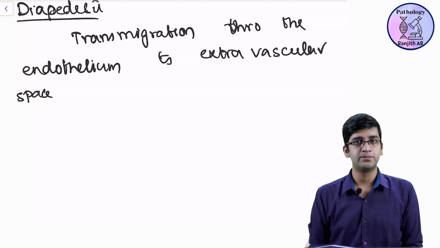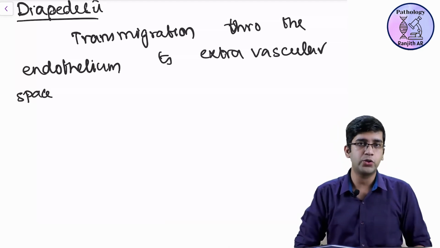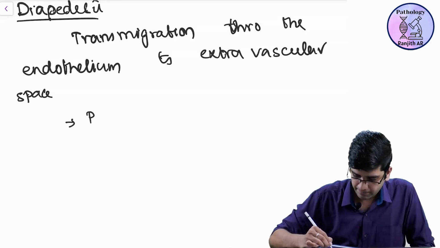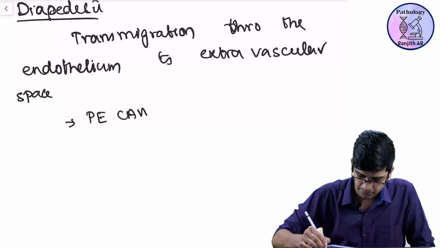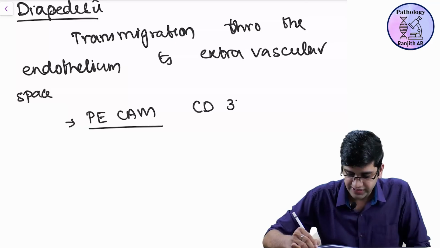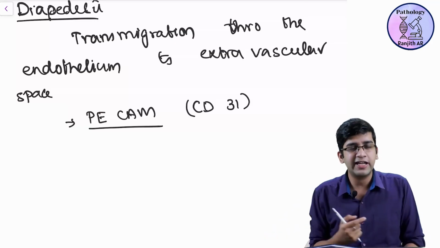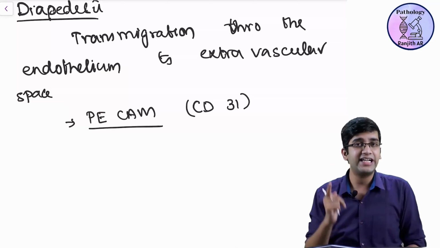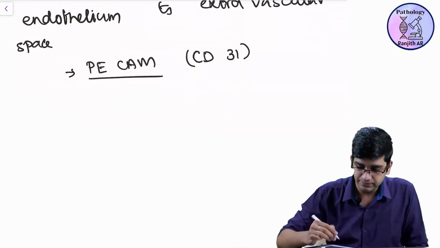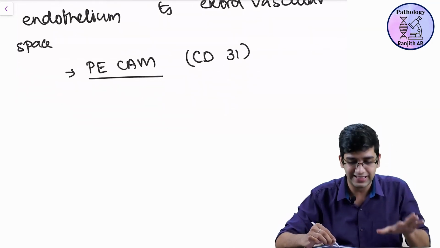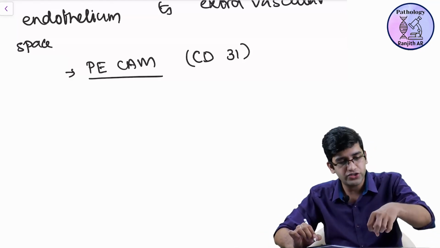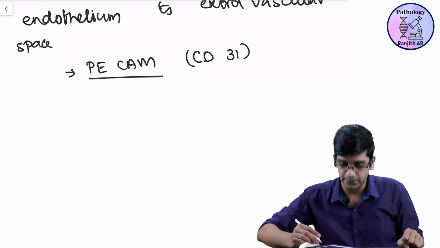Fine. Clear? So for diapedesis, I need one molecule, PECAM. The molecule which I require for diapedesis is PECAM. The other name for PECAM, just the CD marker, is CD31. I'm just recollecting again: CD62 is selectin, CD95 is FAS, and CD31 is PECAM. So when they are there, I'll tell you exactly what happens. I'm just going to go a little bit in detail. We are going to zoom out and see what is there in my endothelium.